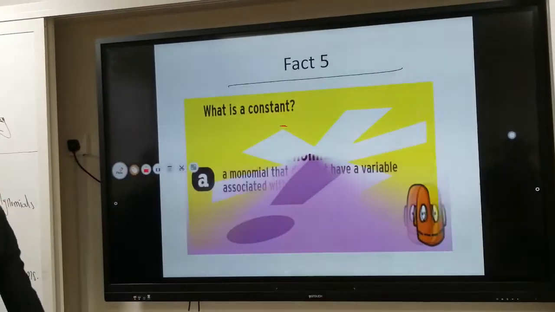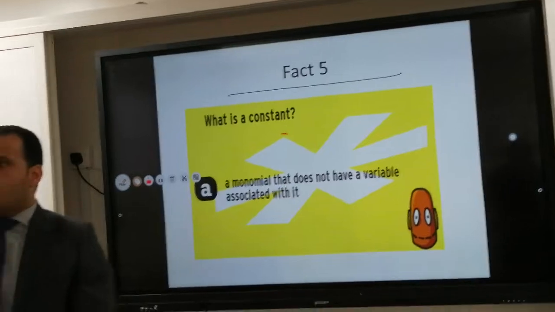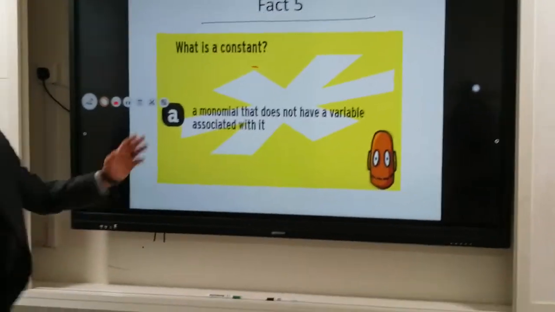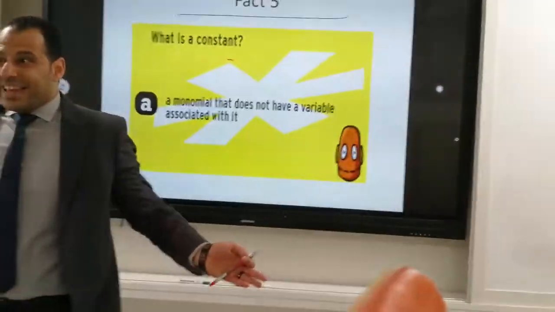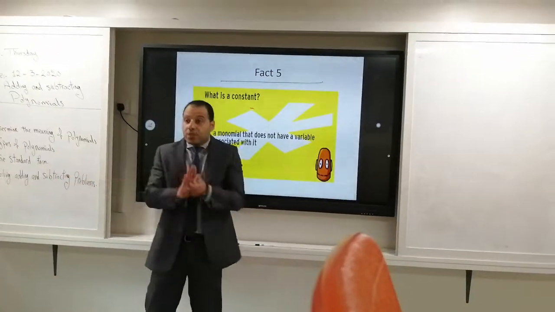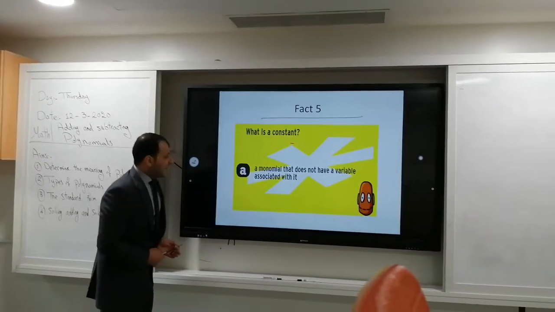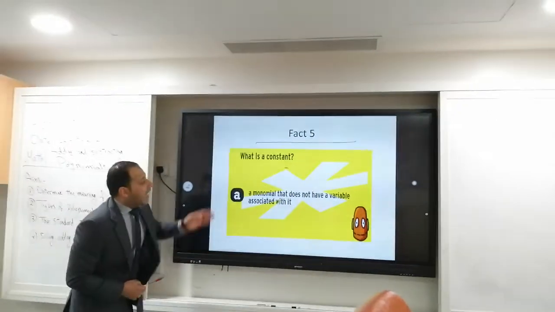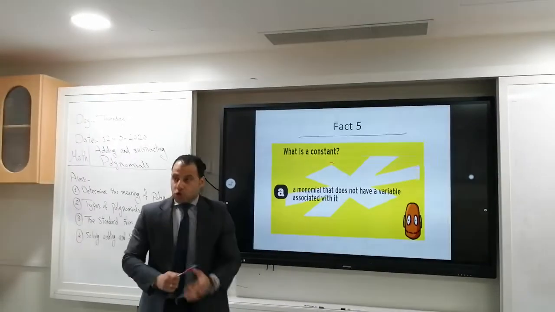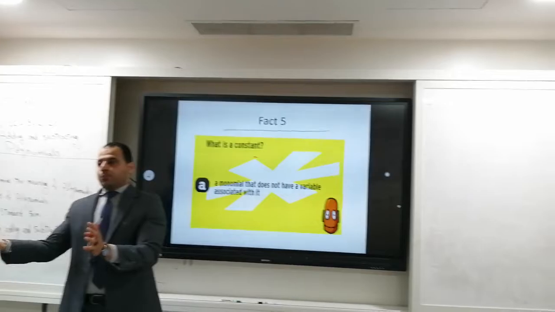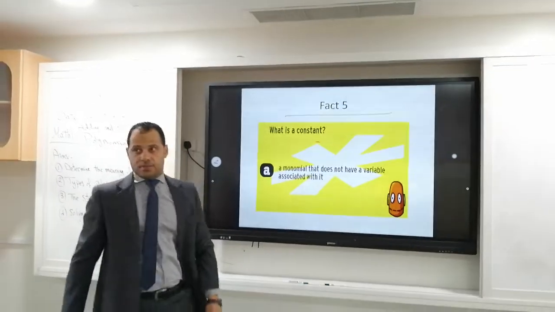We go to fact number 5. What is a constant? Excellent. The constant is a monomial, but it's represented by a number without a variable. Let's go to the definition. A monomial that does not have a variable associated with it. Okay, so only the number. Even if the number is positive, negative, fraction, decimal, all these are called constants.